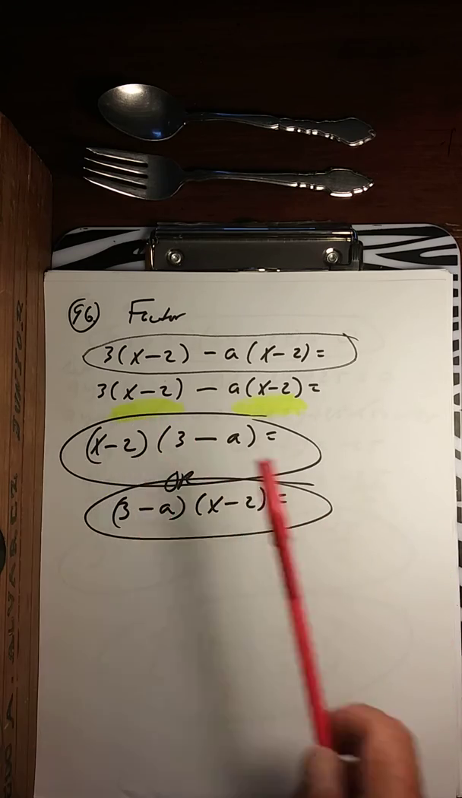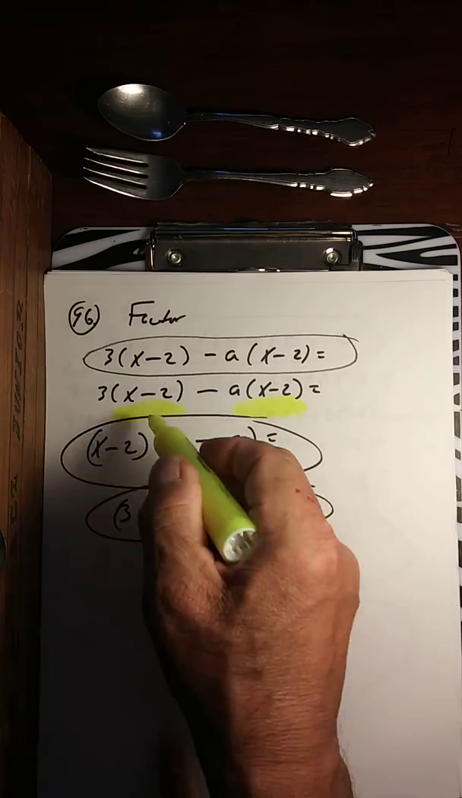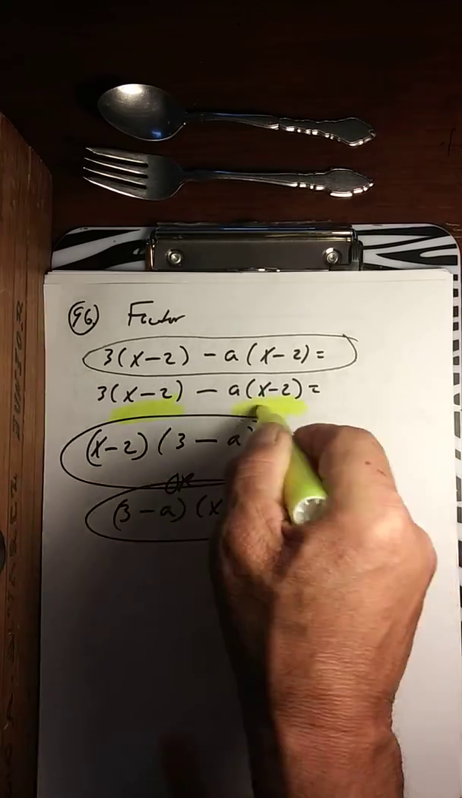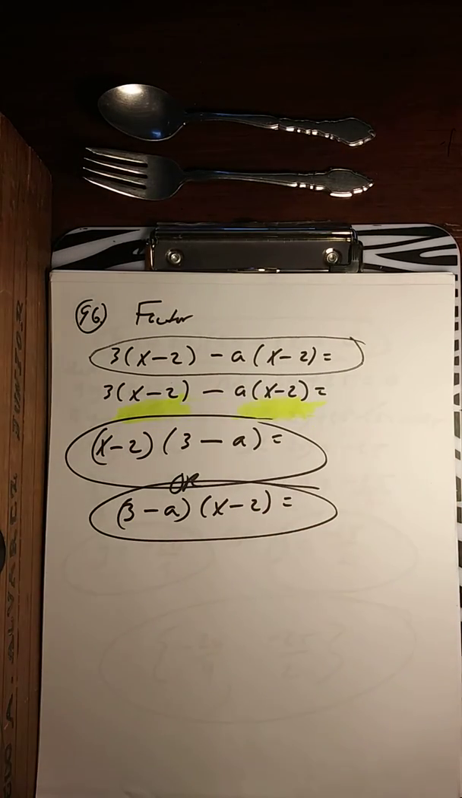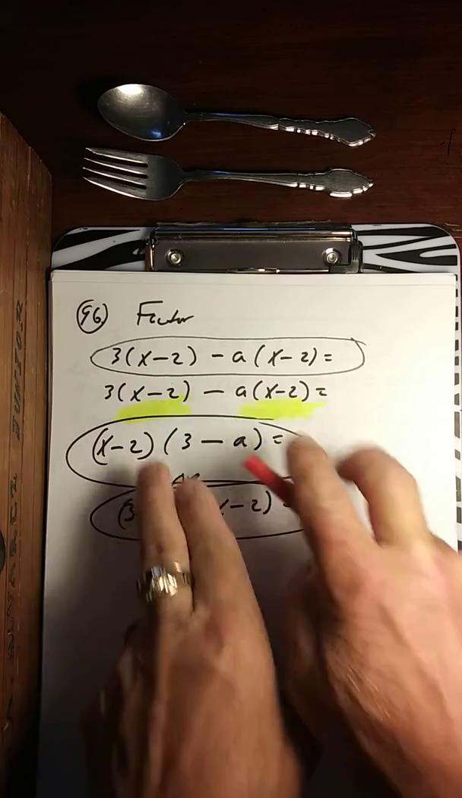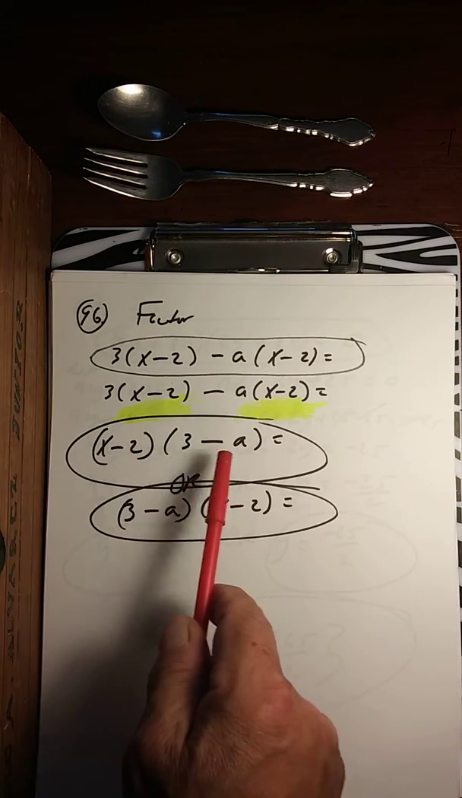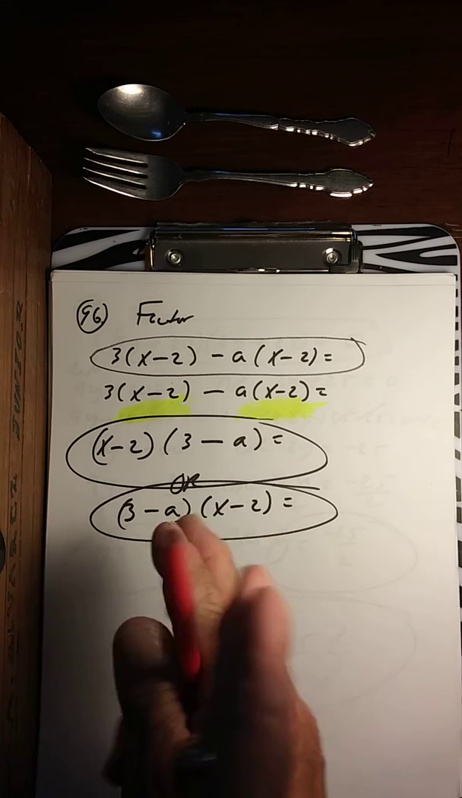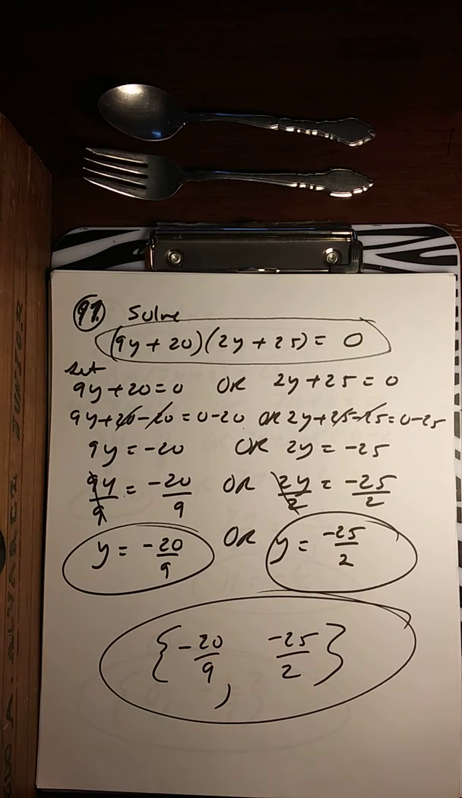This one, factor out. You can see that there's this and these are exactly the same. So just take them out. See it right here? Take them away. So what's going to be left over is 3 minus 8 times x minus 2. You can rewrite it like that if you want.